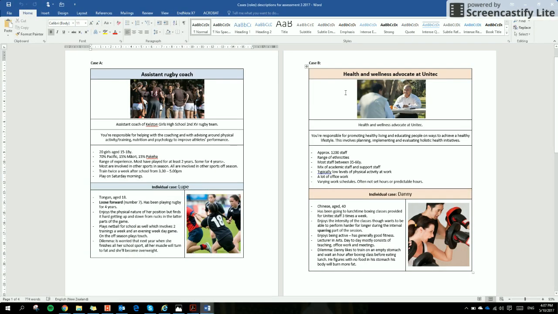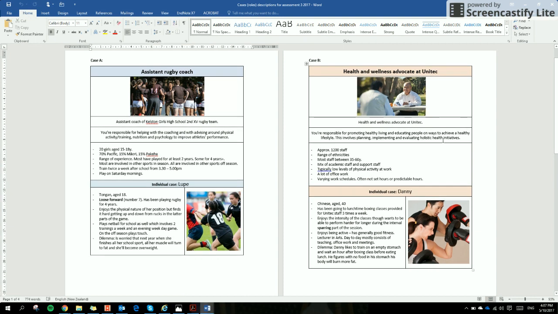If you look at the cases, you might go, okay, I'm going to look at a health and wellness advocate at Unitec. So what do you think are some factors that are contributing at the moment to the health and wellness of staff at Unitec? You might be able to pick that up from the profile that I've written here, or you might have to do a bit of research and ask around and try to get this information yourself.